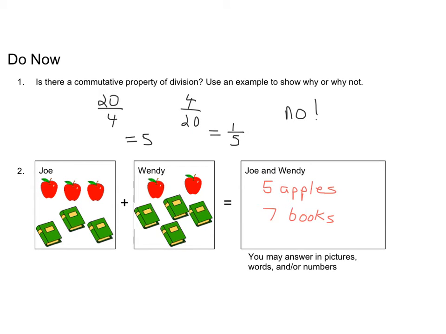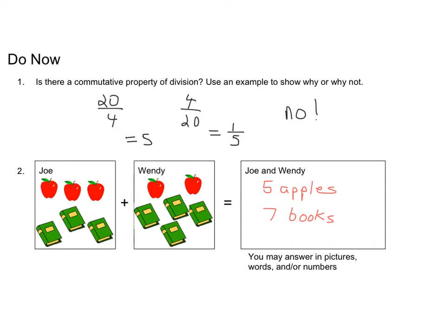For number 2, this is an introduction to what we're doing today. I want you to think about how you added what's in these two boxes. You didn't add everything here to everything here. You can only add the apples to the apples, and you can only add the books to the books. So there's not 12 of stuff. There's still just 5 apples and 7 books. We can only add the items that are the same, and that's going to be a big part of what we do today.